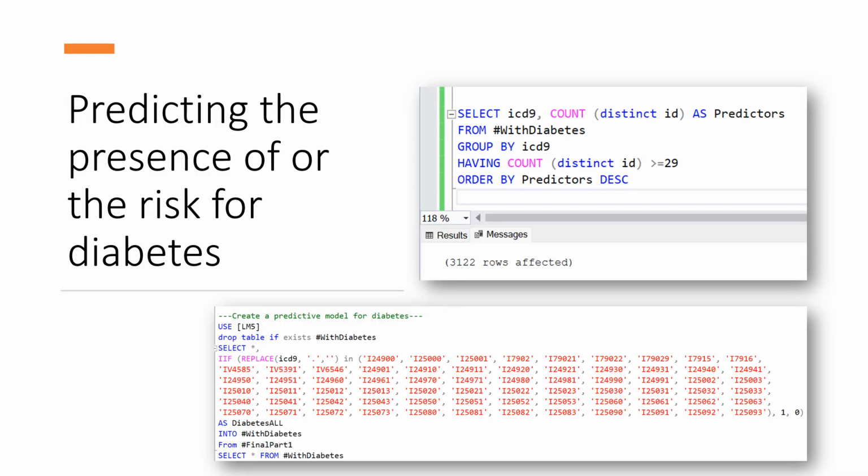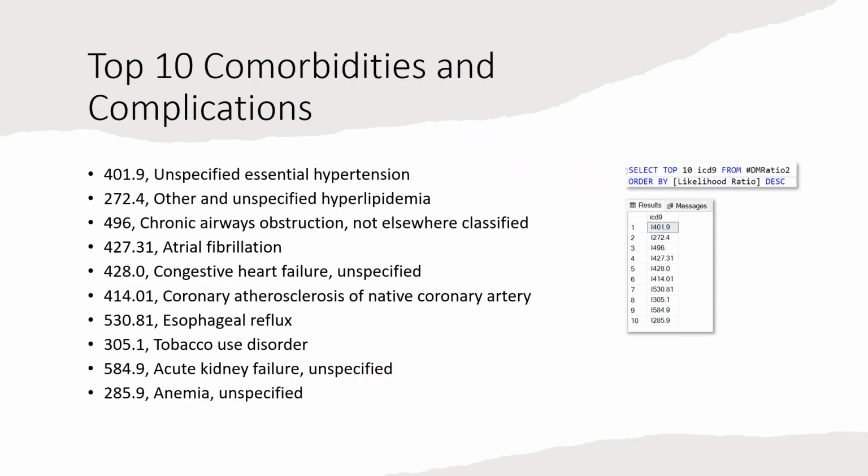A comprehensive set of ICD-9 classification diagnoses were used to predict the presence of diabetes or the risk of diabetes. 3,122 is the total number of diagnoses for which we had at least 29 observations. These are examples of obvious diagnoses that will occur with diabetes or have the word diabetes in their name but were not used as the definition of diabetes.